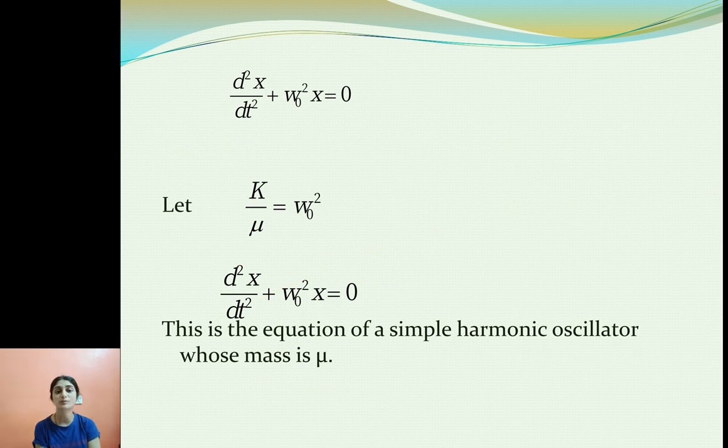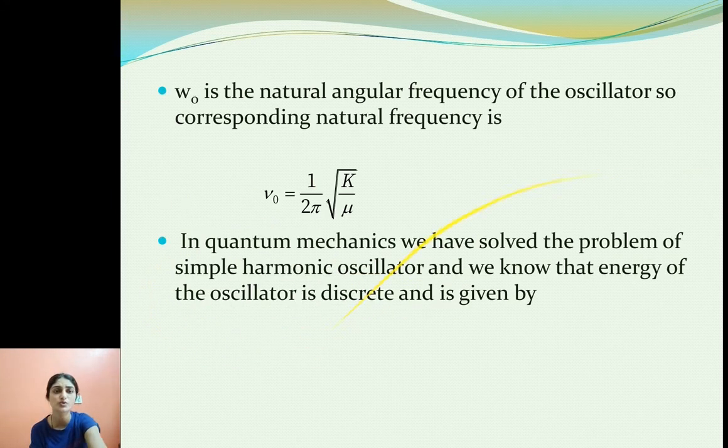Suppose I substitute omega 0 square in place of k upon mu, I will get the equation d2x upon dt square plus omega 0 square x equals 0. This is the equation of a simple harmonic oscillator whose mass is mu. We are very familiar with this equation because this is the equation of SHM. So omega 0 is the natural angular frequency of the oscillator. The corresponding natural frequency is nu 0 equals omega 0 upon 2 pi.